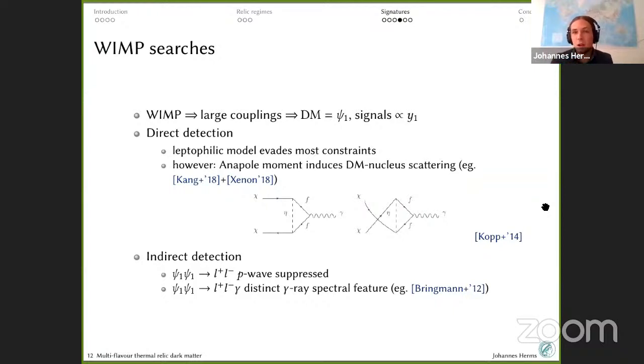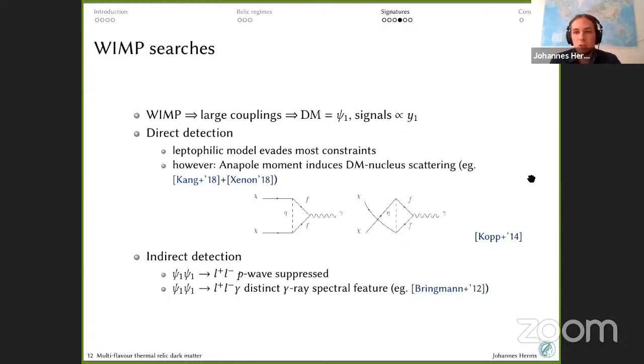Now, the next thing is how our standard WIMP search is modified. In the WIMP case, we are at large couplings. So Psi2 decays very fast to Psi1, and there's only Psi1 around today, so that all of the signals only depend on Psi1. We can look at direct detection signals, where this leptophilic model is very hard to test, but still it induces a nanopole moment on dark matter, which can be seen in dark matter direct detection experiments.